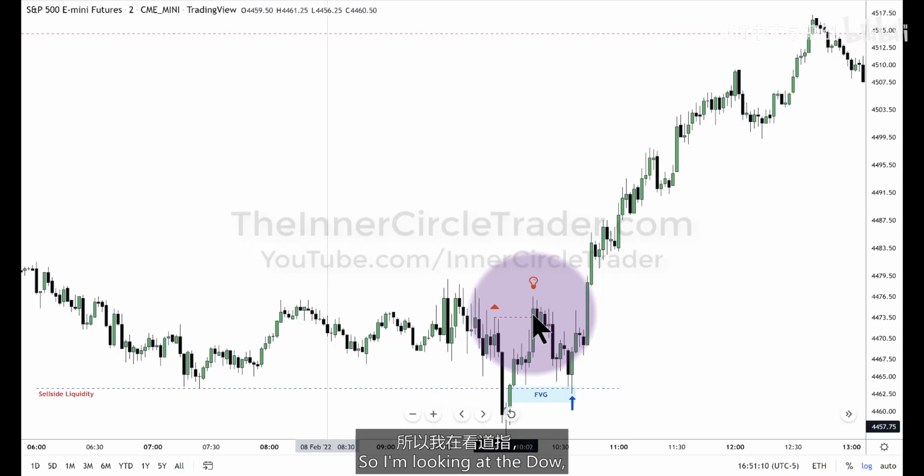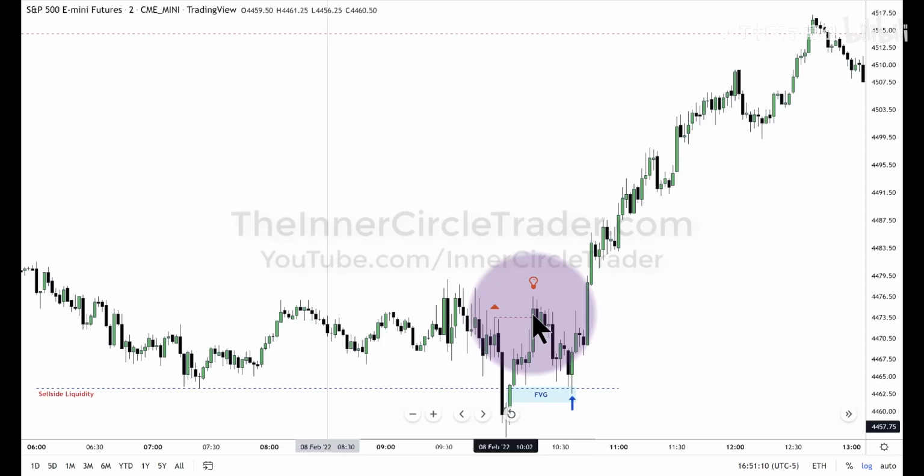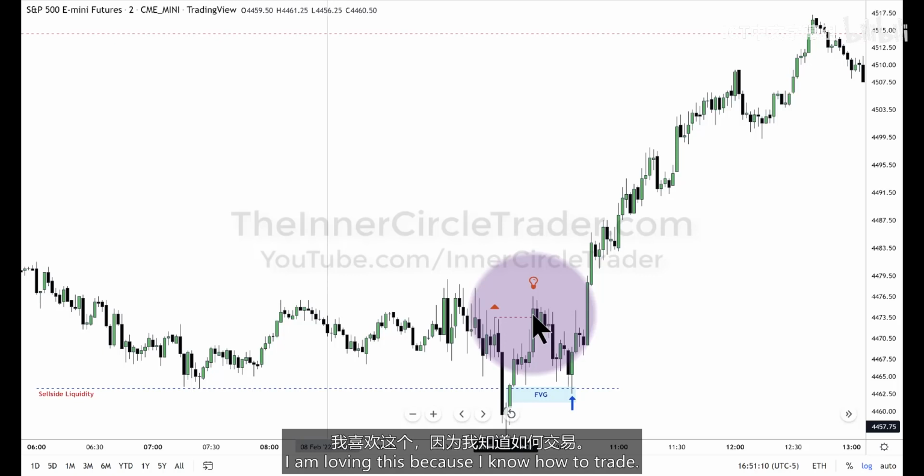So I'm looking at the Dow, even though you don't see me trading it. I'm also looking at the S&P, even though I'm favoring the NASDAQ because its volatility and its movement is more than the S&P. Other traders might be fearful of the volatility and say, oh, I don't want to trade that, it's too fast for me. I am loving this because I know how to trade. I can work within that volatility because I know what I'm looking for. I know the signatures the algorithm is going to put out.